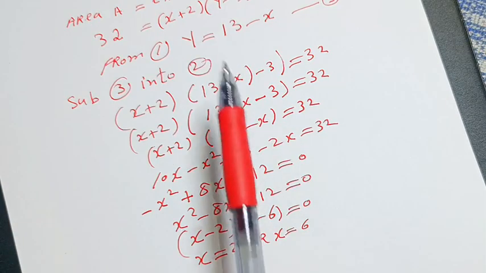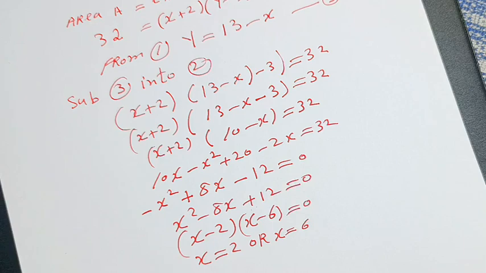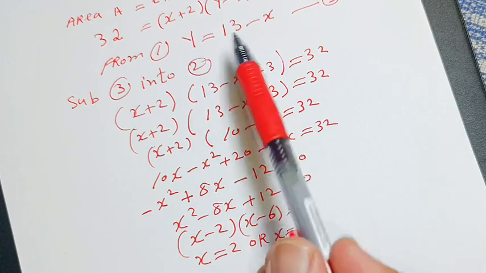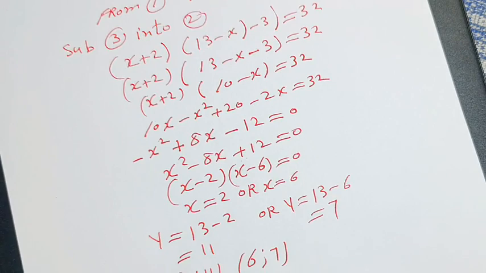This x value I'm going to substitute into number 3 to get the y value. So y is equal to, first I substitute 2, 13 minus 2, the answer is 11. Or the other side, y is equal to 13 minus 6, 7. So therefore x is 2, y value 11. This side x is 6, y value 7. This is my final answer.